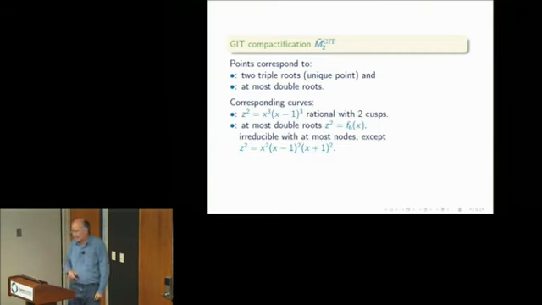Now, what are the corresponding curves? Well, in the first case, I see it better if, instead of having the other triple root at infinity, I move it to x equals 1 to see the singularity better. So now we see that z squared equals x cubed times (x minus 1) cubed. That is rational with two cusp singularities, like z squared equals x cubed. That's the cusp. Now otherwise, I have at most double roots. It's always an irreducible curve. There is only one exception, when I have three double roots. Then it becomes the union of two rational curves.